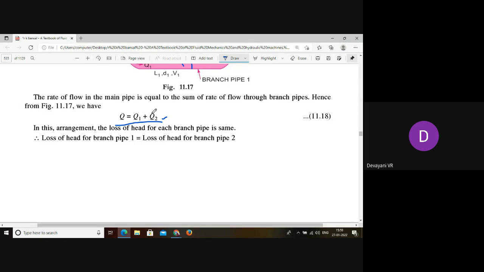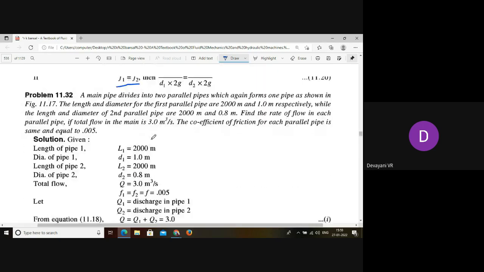Confuse avadandi. Daniki meeku difference arthamainda. Series lo discharge equal, parallel lo head equal. Series lo head summation avutundi, total head will be summation. Parallel lo discharge summation avutundi, total discharge equals Q1, discharge in the first pipe, plus discharge in the second pipe. So that is the main difference between those two.